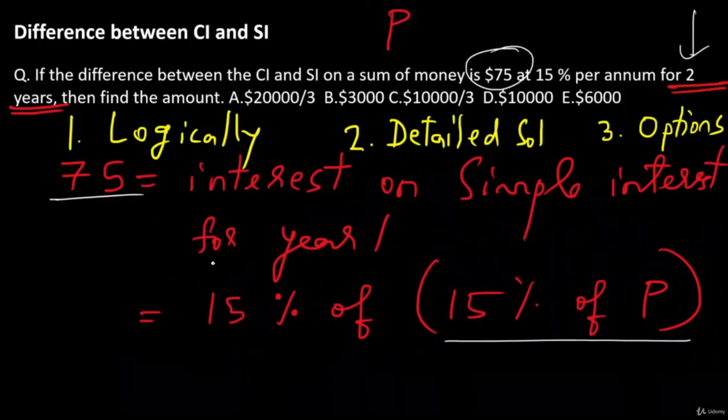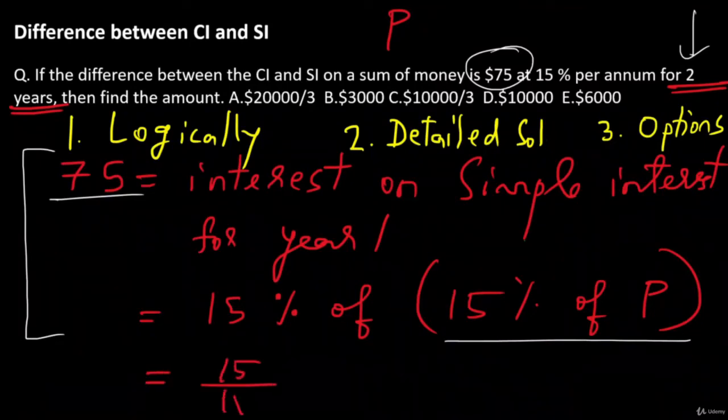All right. So now that we have established this logically, let's try to calculate the amount. So 75 is equal to 15% of 15% of P. That's 15 by 100 into 15 by 100 into P. All right. So this is equal to 75.